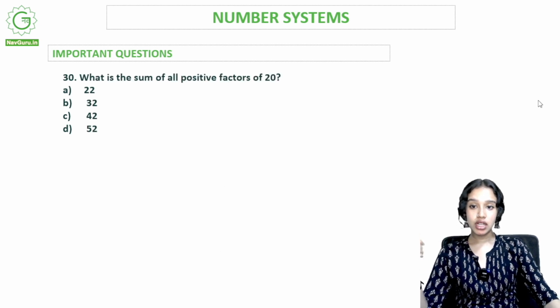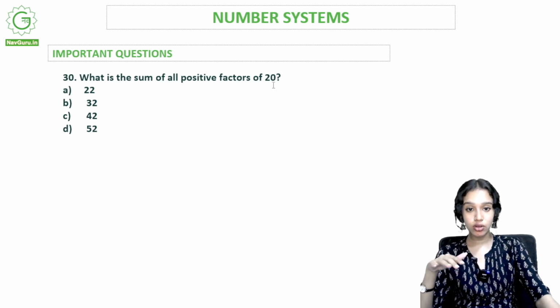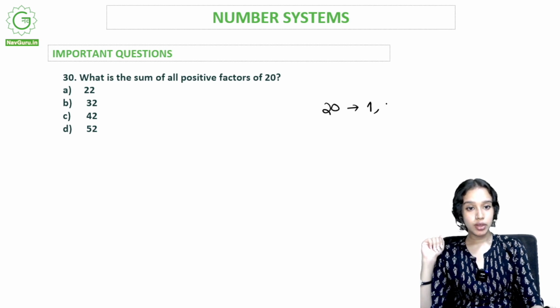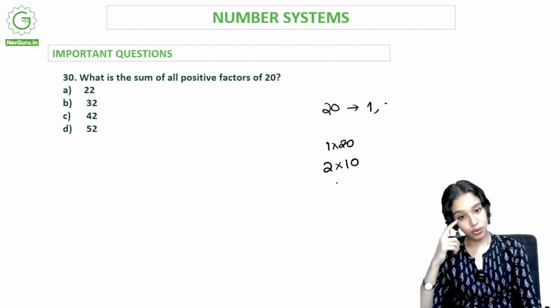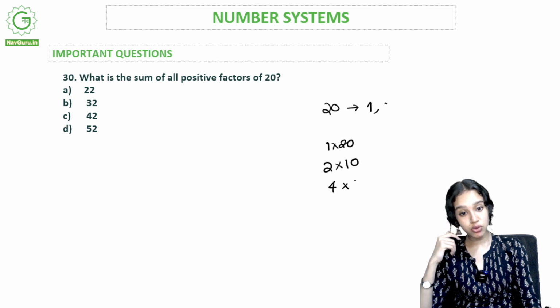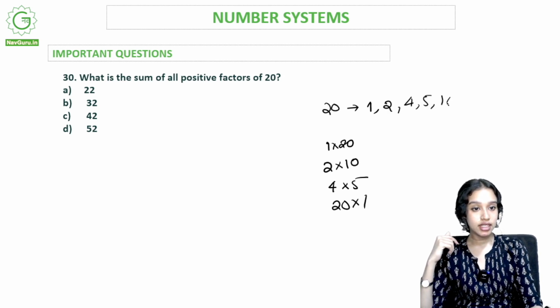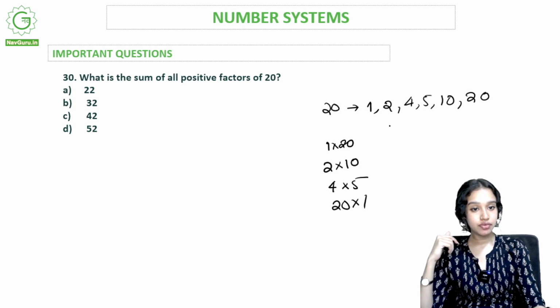Now, let's move on to the last question. What is the sum of all positive factors of 20? So let's write down the factors of 20. We have 1 into 20, we have 2 into 10. What else do we have? 4 into 5 and 20 into 1. So let's add all these numbers. We have 1, 2, 4, 5, 10 and 20.